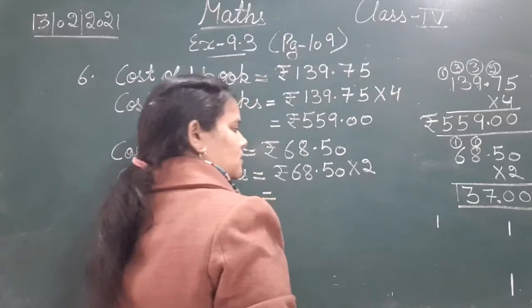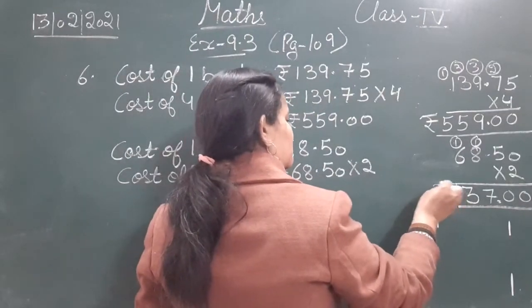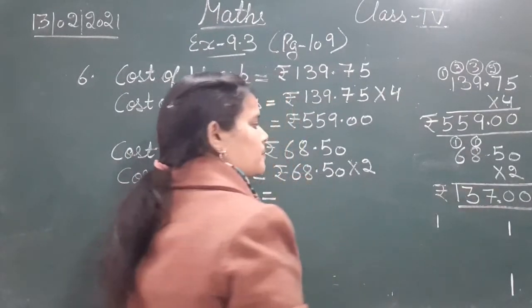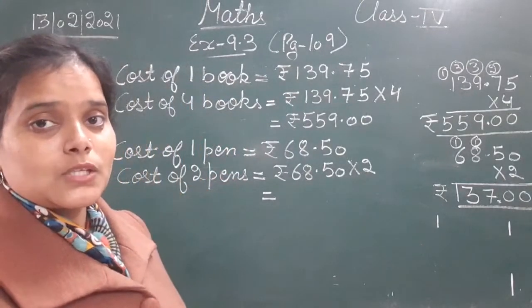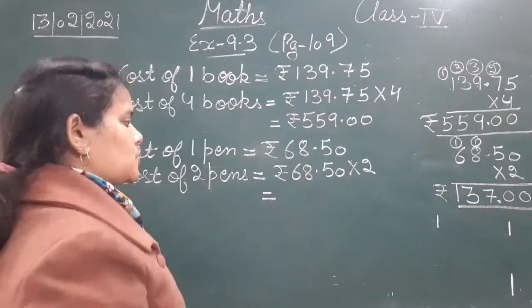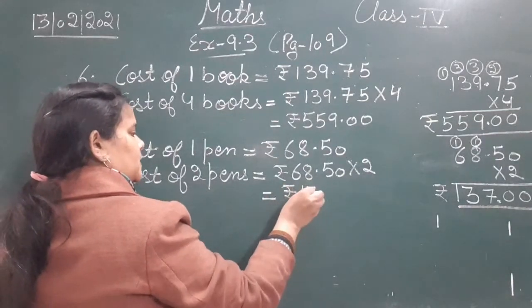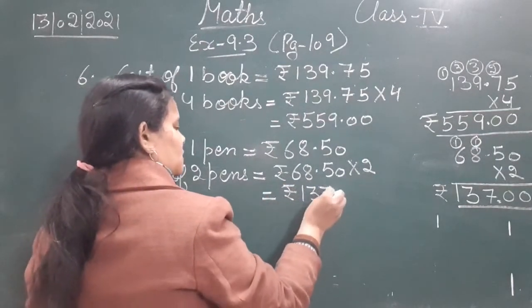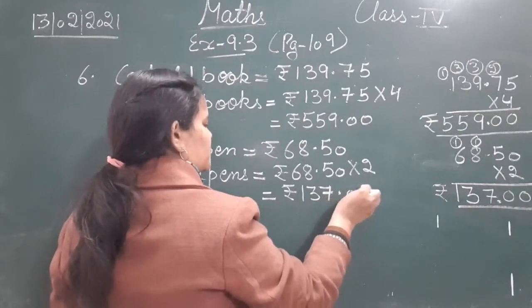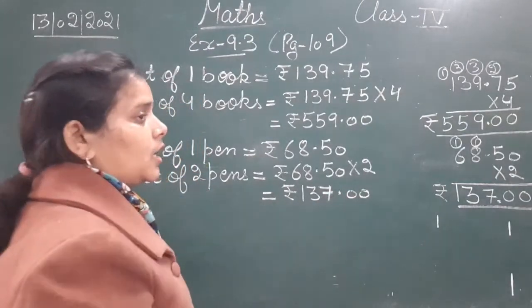So that is 137 rupees. So this is the cost of 2 pens, that is 137 rupees. Okay, so this is the cost of 2 pens that were bought by Karina.